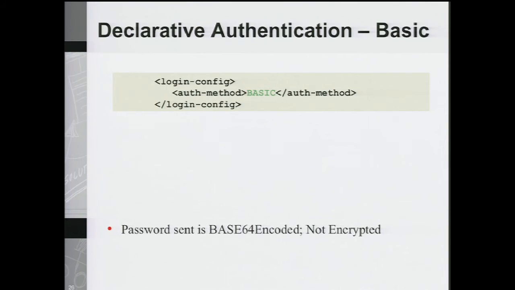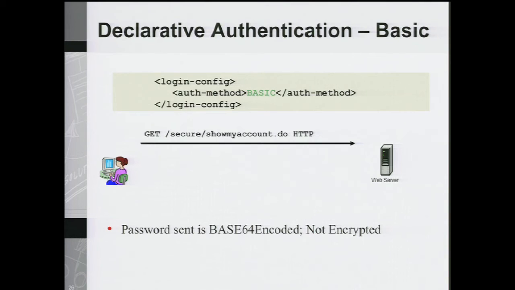Right. So let's talk about declarative authentication using the basic method. In this case, you define login config. You say auth method is basic. And by the way, I left out an element here, which is the realm name. You can add that in. It's part of this, and I just wanted to keep it simple over here. The basic idea here is that you have a user. The user wants to access a protected resource.